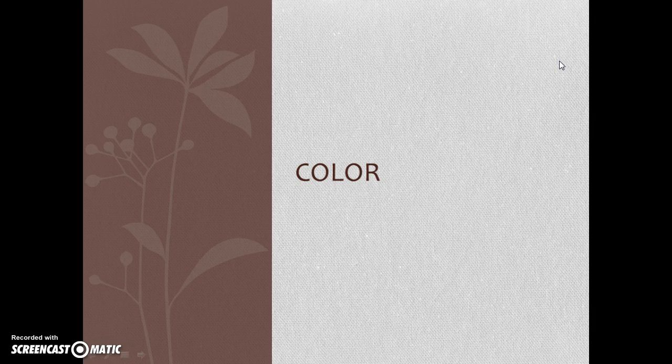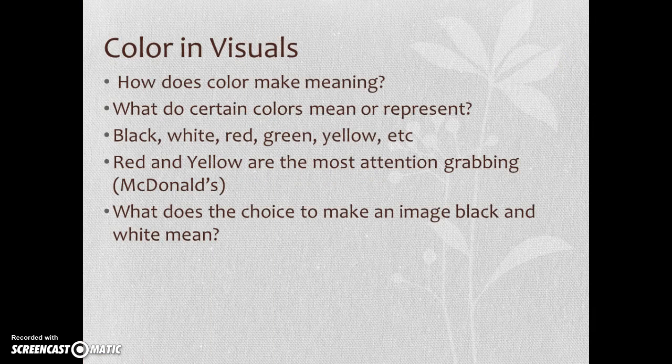So one thing we want to always consider is color. Can you think about different ways that color makes meaning? Maybe one way we could think about that is different colors represent different things. Thinking about what the color black tends to represent. Maybe evil, maybe power, maybe mystery. White tends to represent purity, goodness. Red can represent anger or passion or love, violence. So these different colors are ones that we've come to associate with different things.